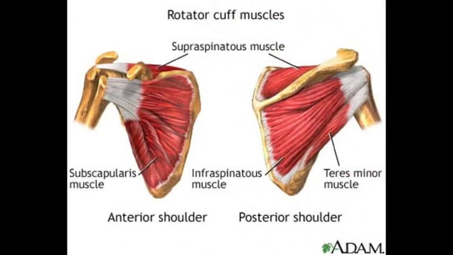There are four important muscles that provide stabilization to the shoulder joint through keeping the head of the humerus in place with the glenoid fossa. These four muscles are the teres minor, the subscapularis, the infraspinatus, and the supraspinatus. These muscles are also known as the rotator cuff.